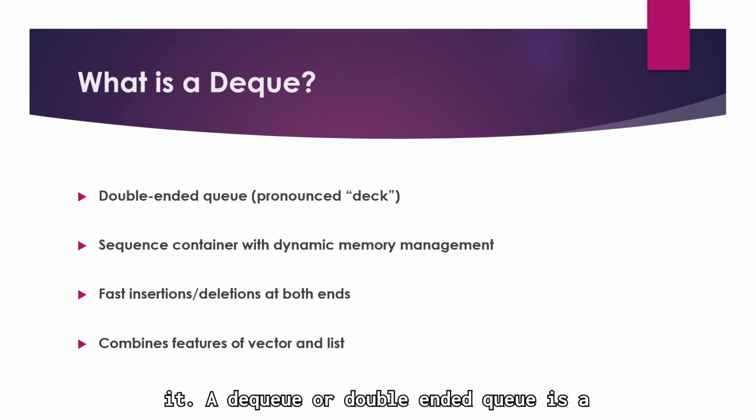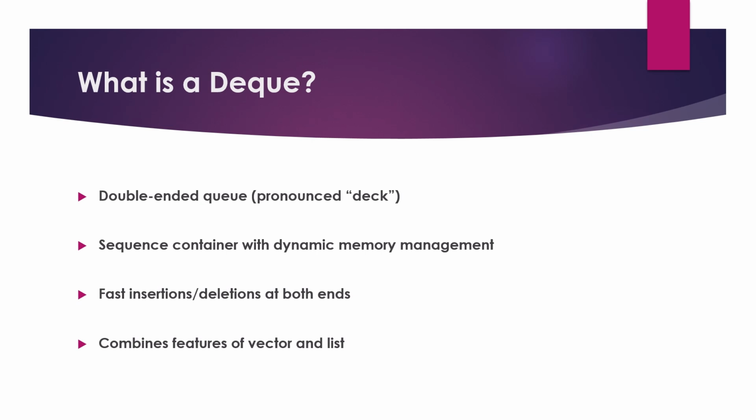A deque, or the double-ended queue, is a highly versatile container that allows us to insert and delete elements efficiently at both the front and back. It's a sequence container just like a vector or a list, but with some key differences. Think of it as a hybrid. It gives us fast insertions at both ends like a list and random access like a vector. So if we ever need the benefits of both, the deque is a perfect choice. We will explore exactly how and why next.